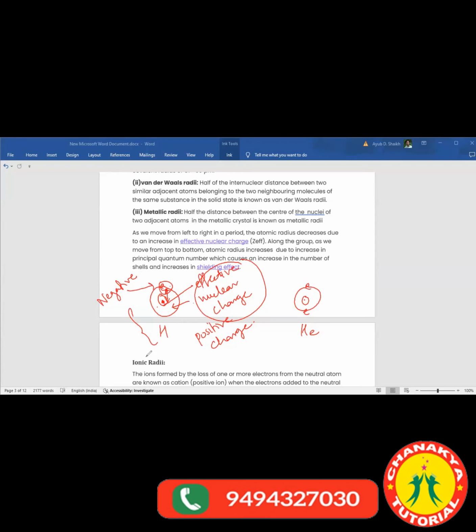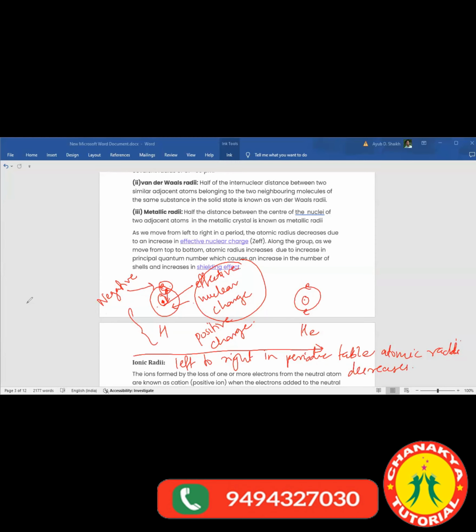And hence, when we travel left to right in the periodic table, what happens? The atomic radius will decrease and the effective nuclear charge will increase more. Radii would decrease. This is also called contraction of shell. You will understand it more easily in lanthanide and actinide as well. Lanthanide contraction, actinide contraction. We will see that for the f block later.